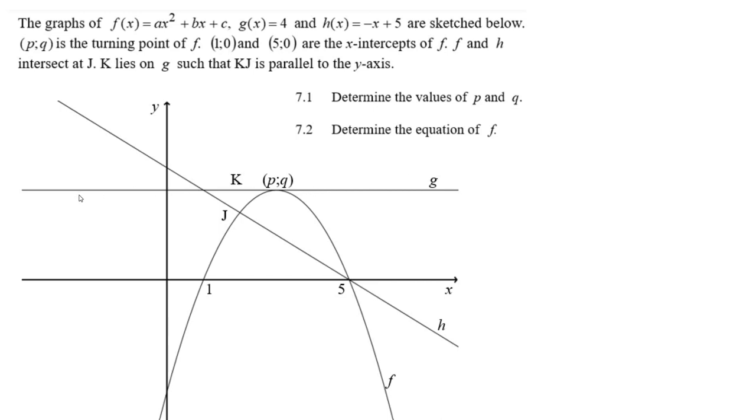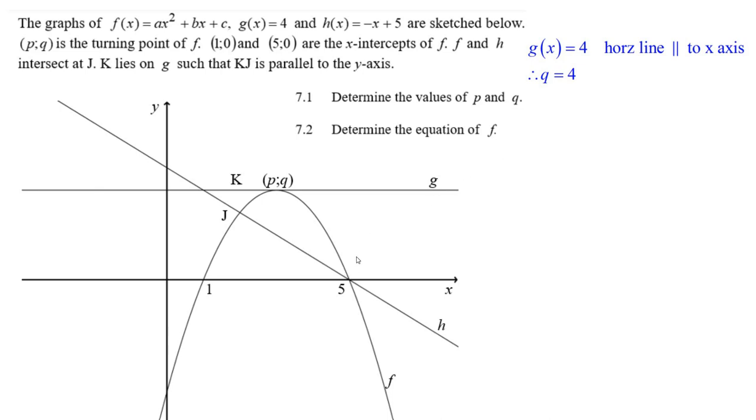Well, q is really easy because this is y = 4. It goes right through the turning point, so q must be 4. That's the first thing. g(x) is a horizontal line parallel to the x-axis, and it hits right here at q, so q must be 4. Okay, so there's that one.